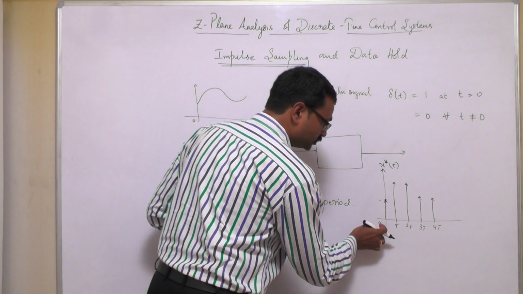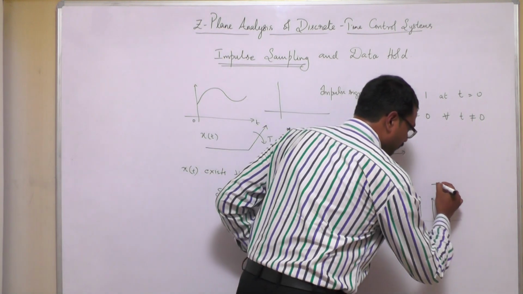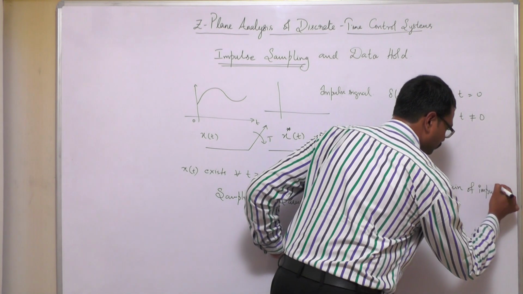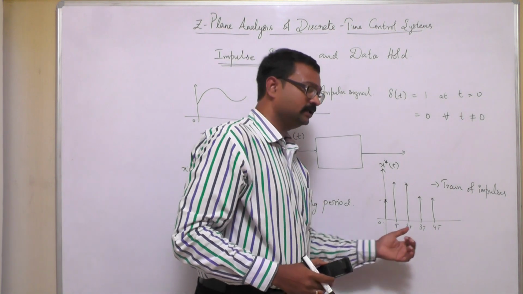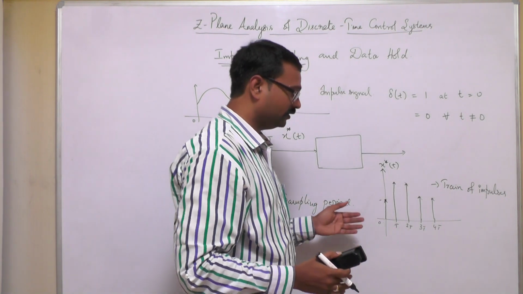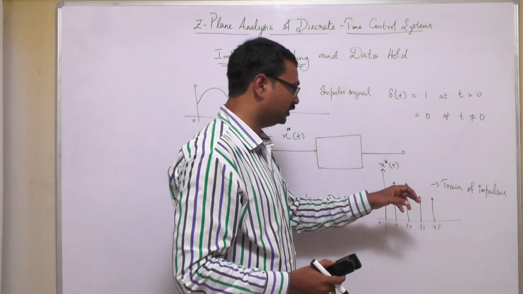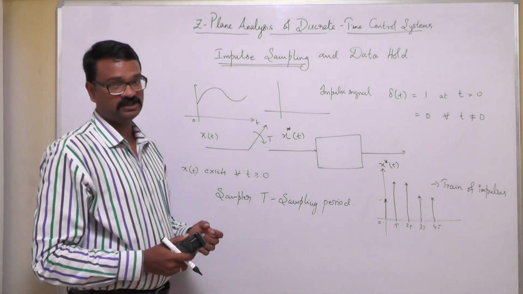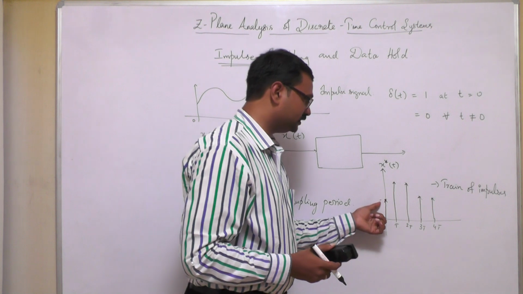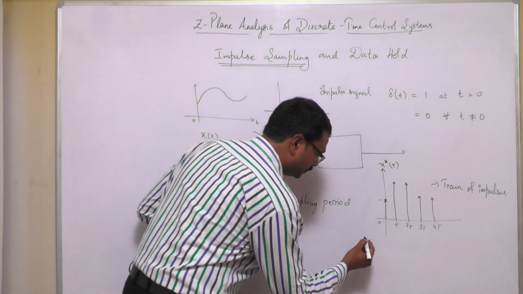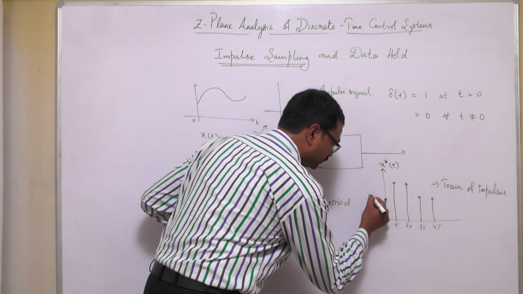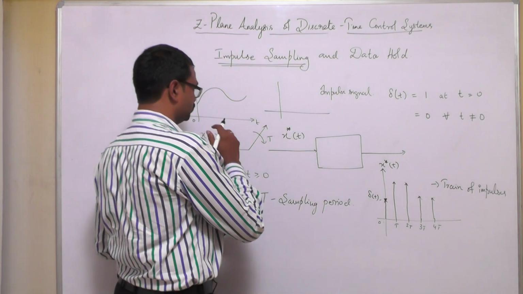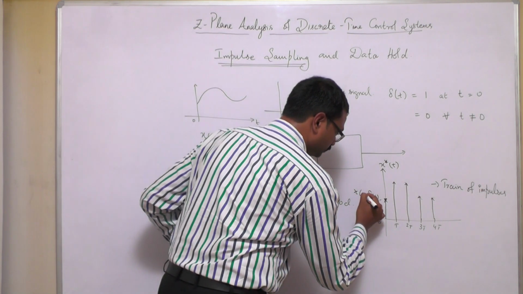So it is very important for us to learn. You can also call this a train of impulses, because it is a series of impulse signals clubbed together up to infinity. Therefore, you can call it a train of impulses. We have already discussed the Laplace transform of an impulse signal, which is del of t. The value of this, if you call it del of t, is x of kT, x of 0 into del of t.